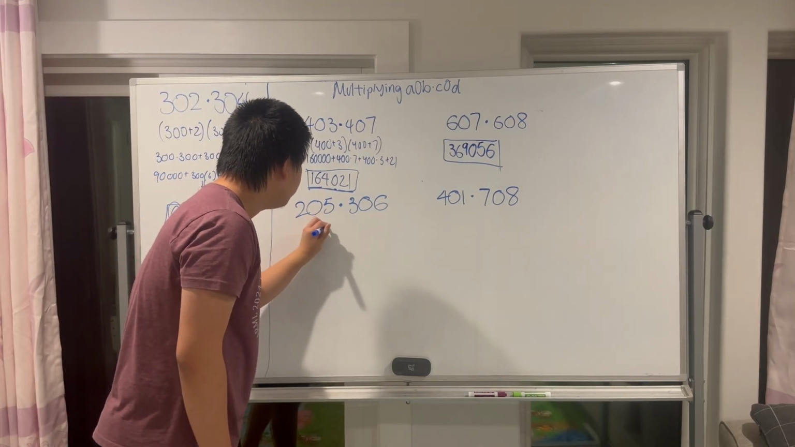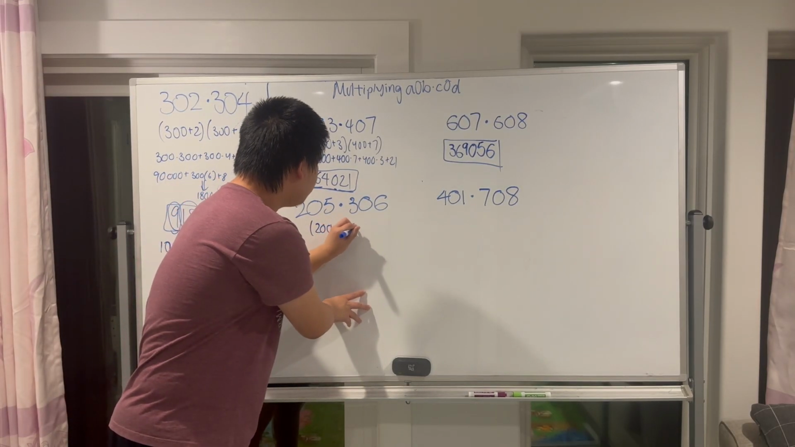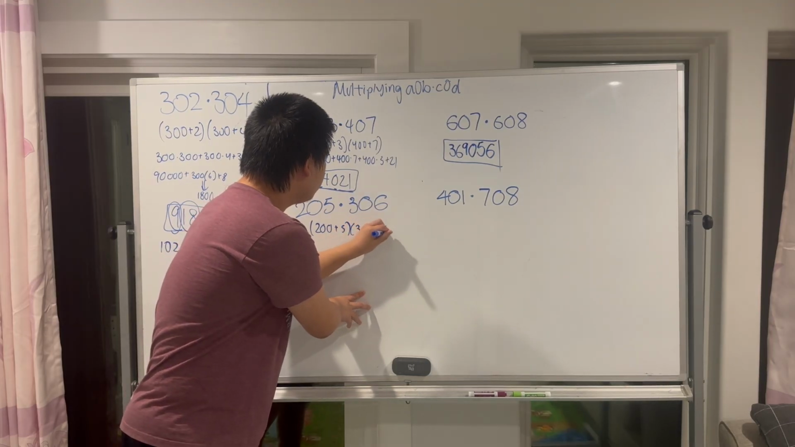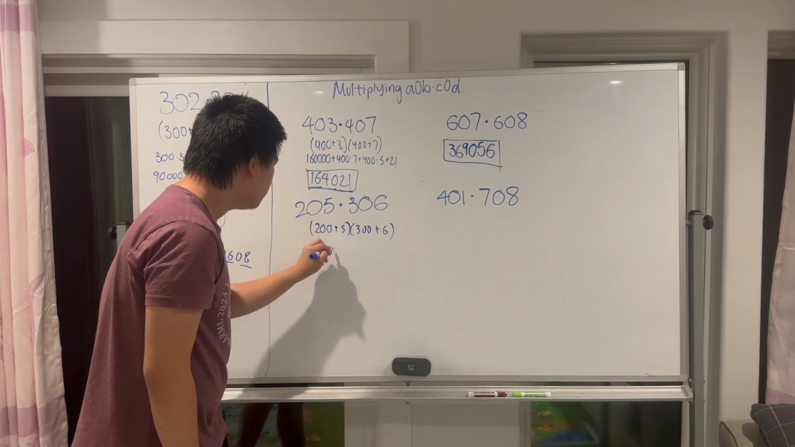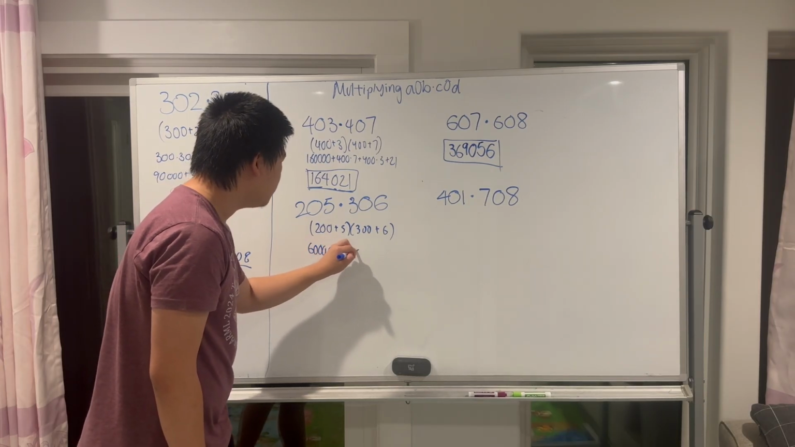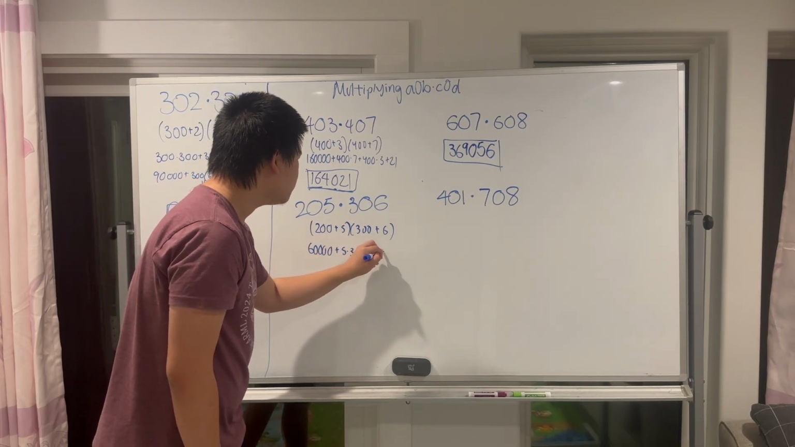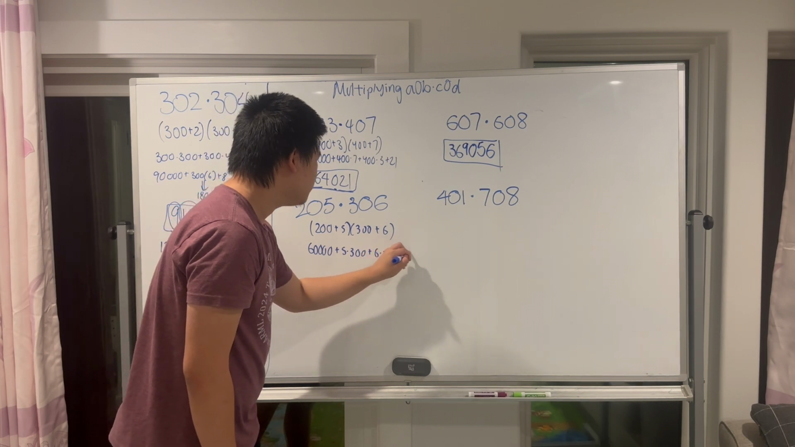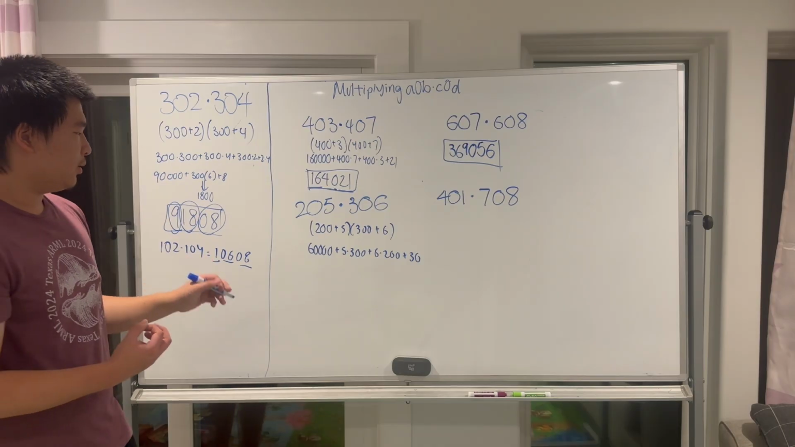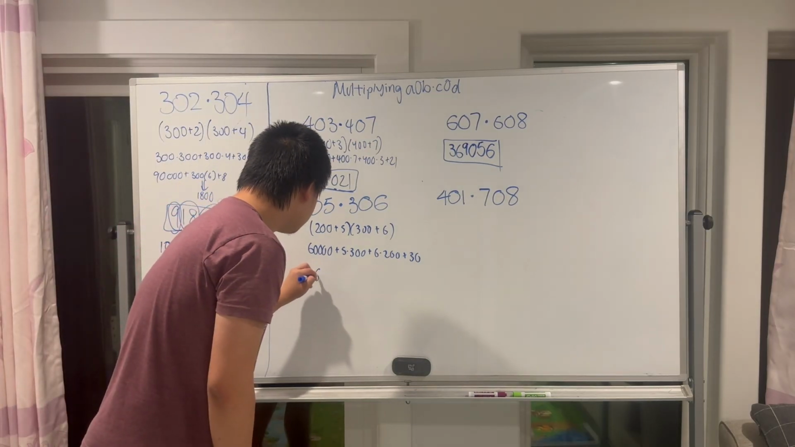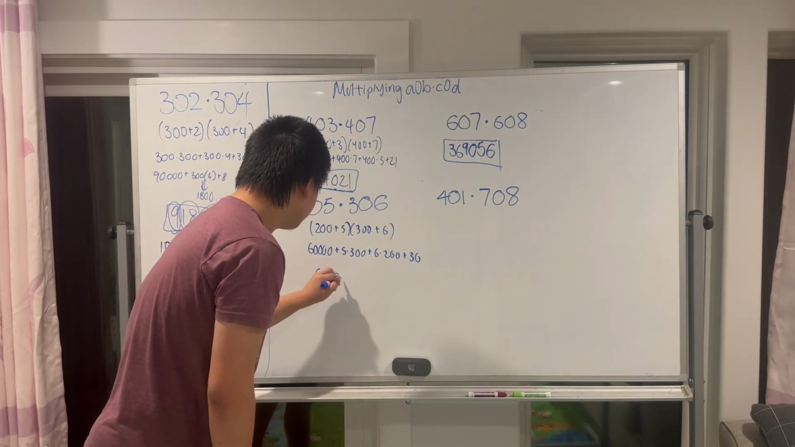And so it's going to be 200 plus 5 times 300 plus 6. And what this gives us is 60,000 plus 5 times 300 plus 6 times 200 plus 30. All right, and when we add all this up, what we're going to get is 62730.